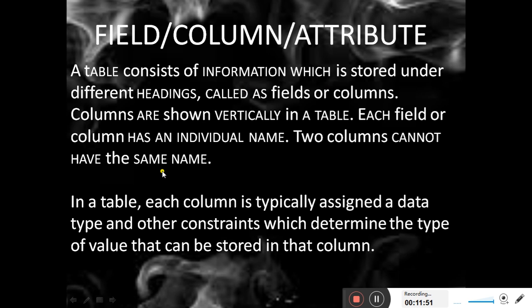Got it? Now in a table, each column is typically assigned a data type. As I already explained, while assigning the column name, you are supposed to assign the heading and also the data type for that column, correct? So here each column is assigned a data type, right, along with other constraints which determine the type of value that can be stored in that column. So the data type determines the type of data or value which is stored in the column.